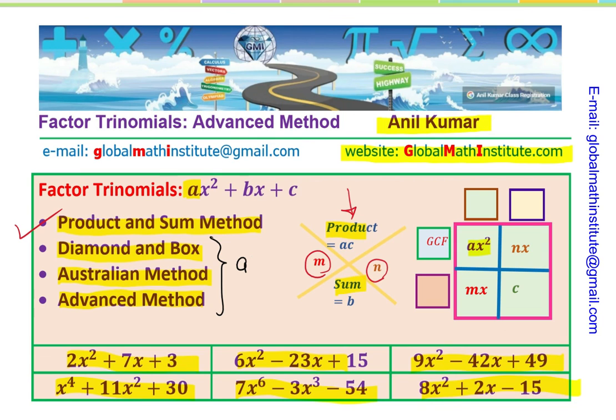Let me write this. In that case, we use these methods. Australian and advanced methods have some similarities. In the Australian method, we divide everything by the leading coefficient a, but in the advanced method, we use the fractions very critically to get our answer, right? The diamond and box method is an excellent visual method. After factoring, you group factor the rows and columns, get your result.